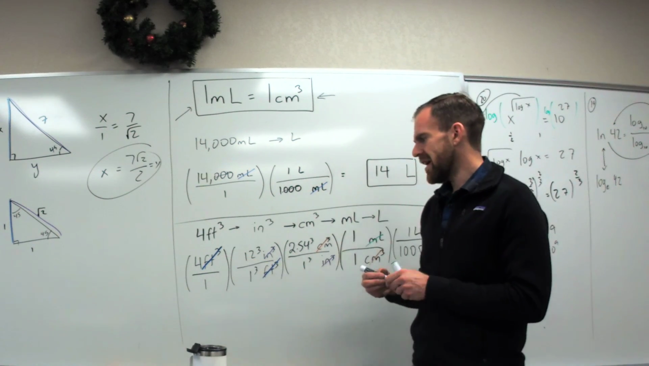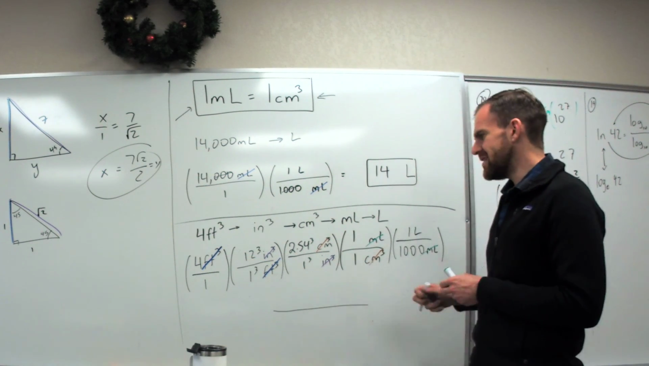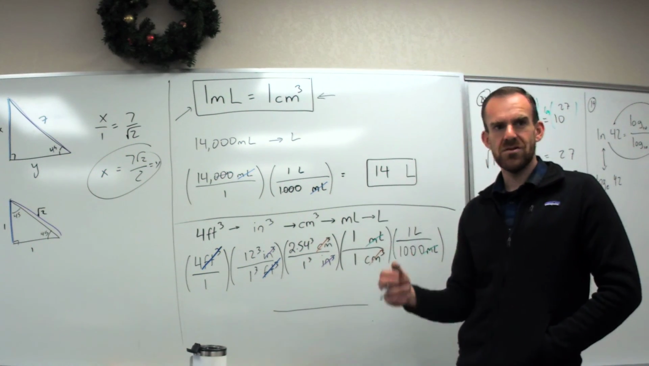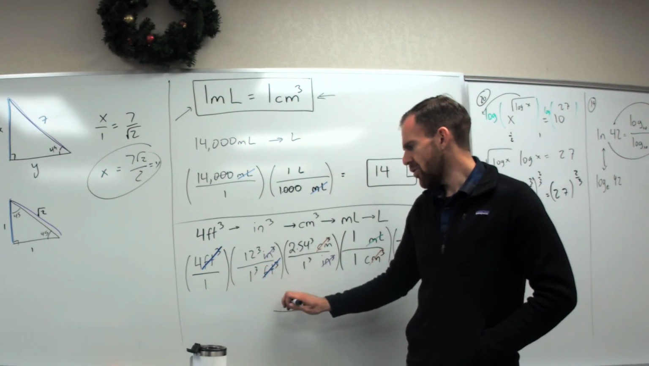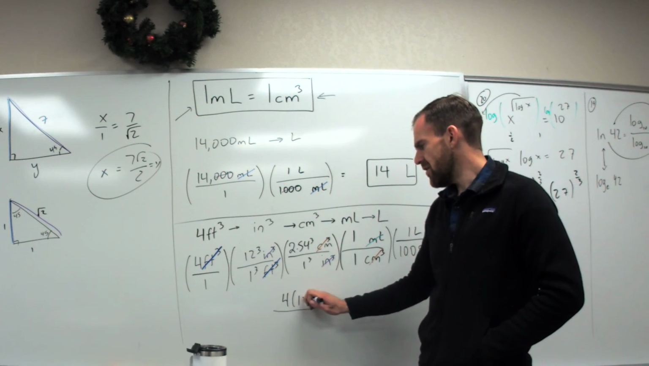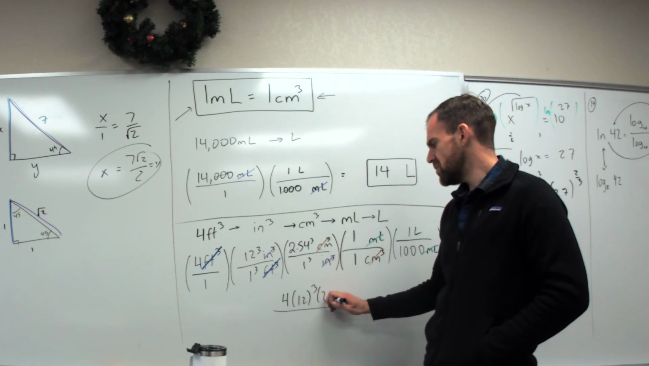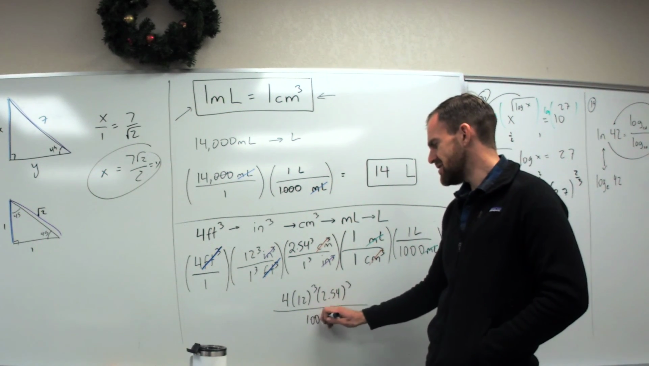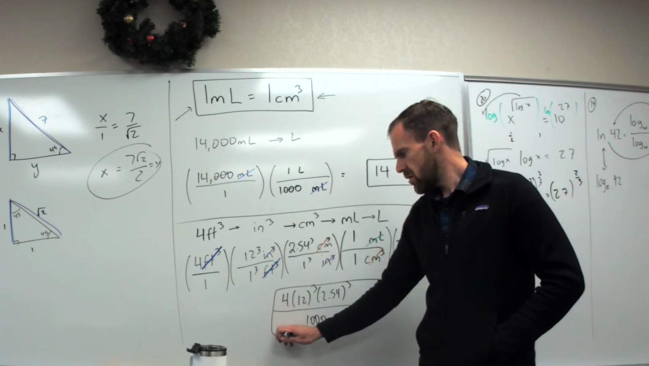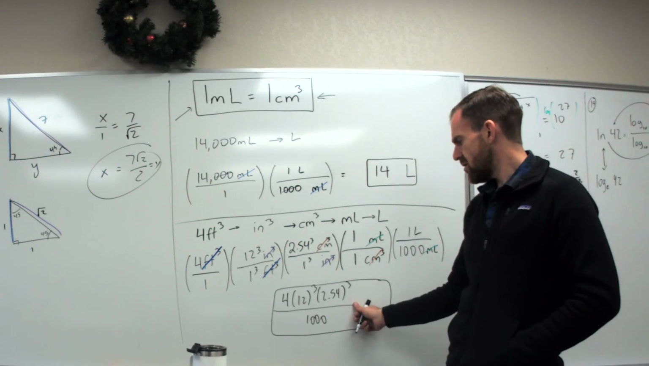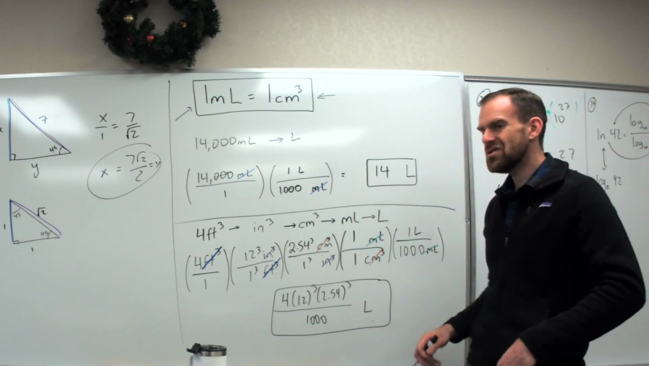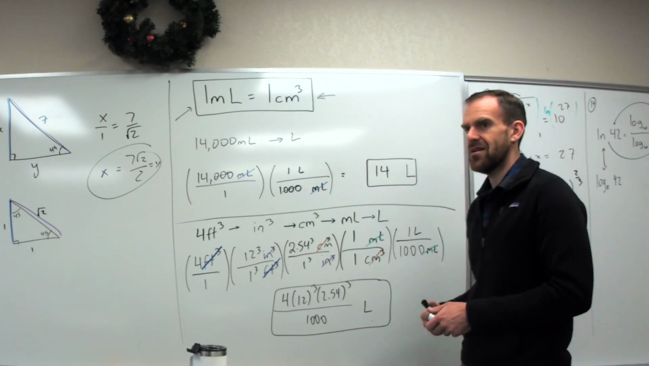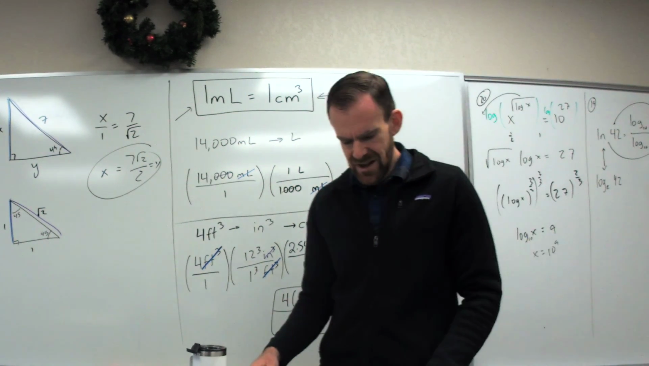So now, what is my answer going to look like? Because we're in math class, I don't actually care about the answer. If you're in science class, you need to multiply all this out. So you would have 4 times 12 cubed times 2.54 cubed over 1,000. Is this correct? No. What's missing? Units. Liters. That's the whole point of the whole problem. That's why we did it, to put the units there. Okay? So, that is it.